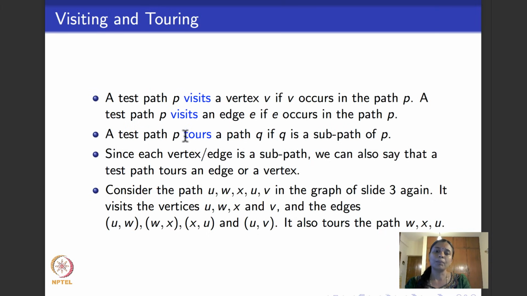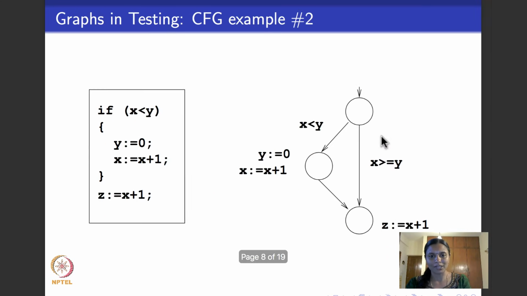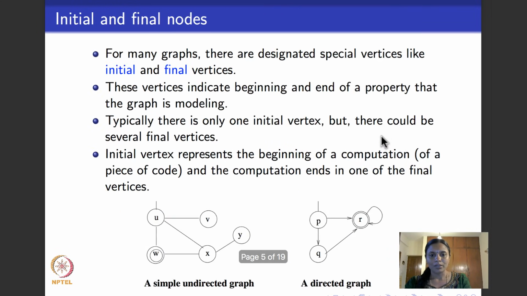A test path P tours a path Q if Q happens to be a subpath of P. So we'll go back to the same graphs that we looked at. So here is a test path, right? U, X, W. So this test path visits three vertices, U, X, and W, and it visits two edges, the edge UX and the edge XW, and it tours a subpath WX, right?